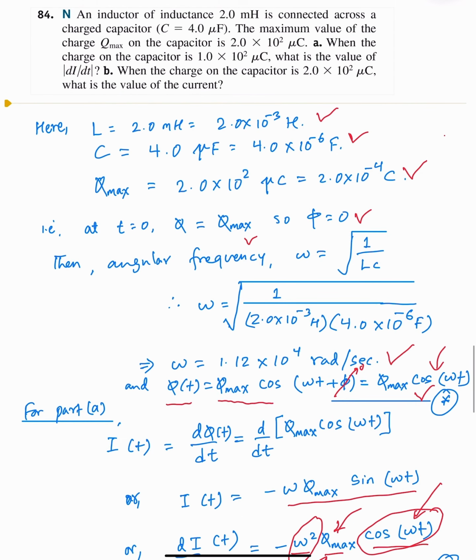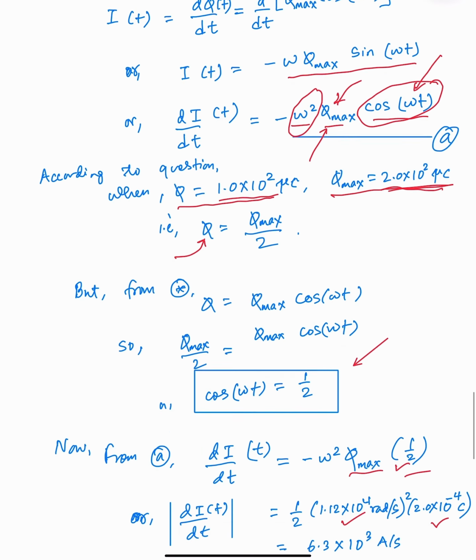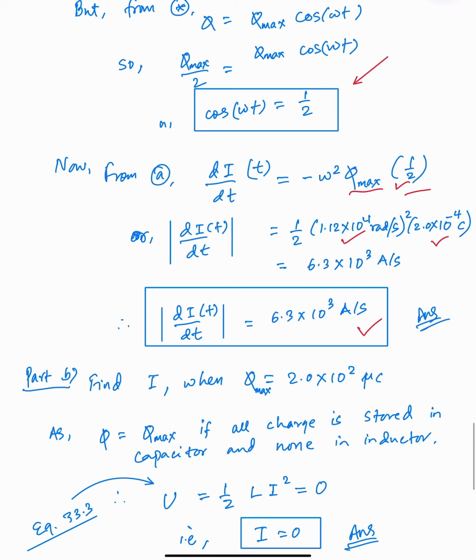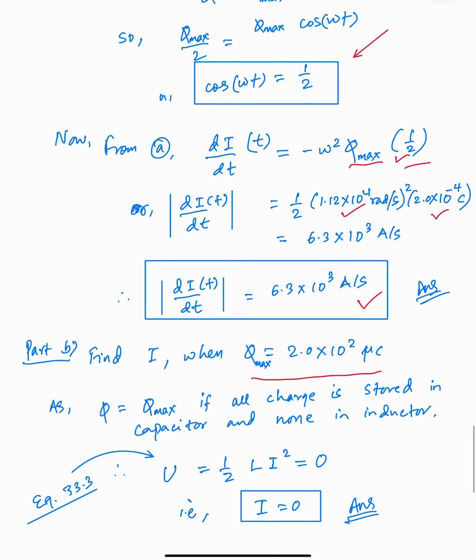For part B, when the charge in the capacitor is this, what is the value of current? Okay, so again it's easy, we have to find out I when the charge is q max. Similarly, if all charge is stored in the capacitor, then there will be no charge in the inductor, so the corresponding energy in the inductor would be just 0. So that is I equals 0 when there is no charge in the inductor, or that means the maximum charge in the capacitor.